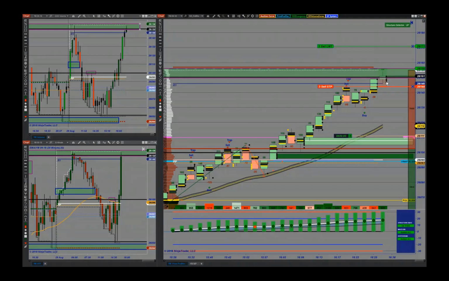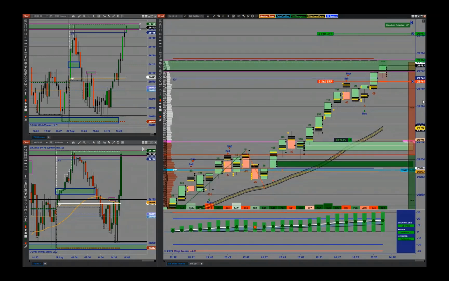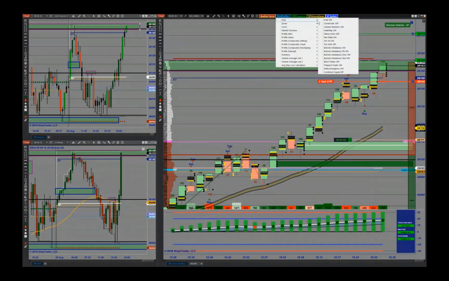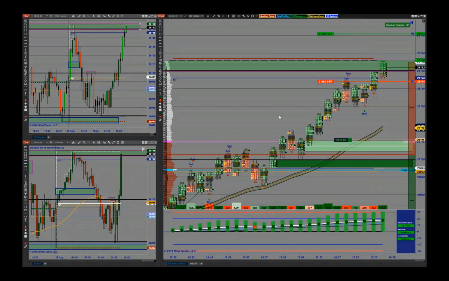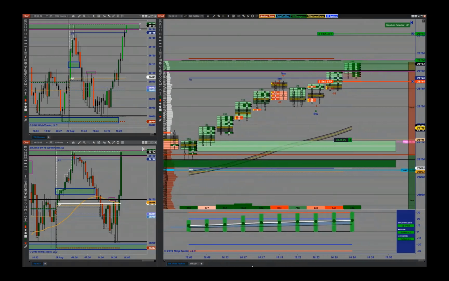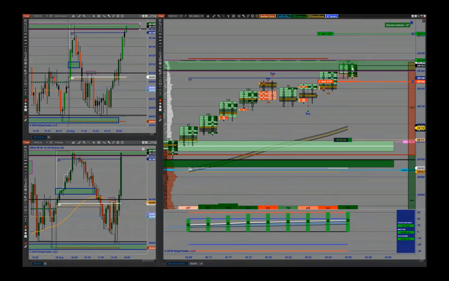You can see all these imbalances to the upside. They're trying to push this one through. So let's just put my numbers on so you can see the numbers themselves. All right, here we go. You see how we got imbalances to the buy side? They're really trying to push this through.